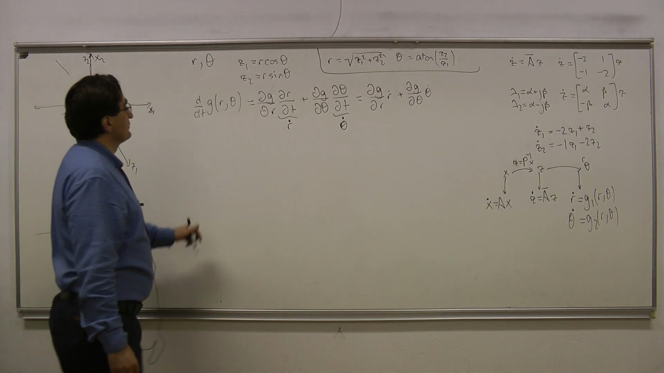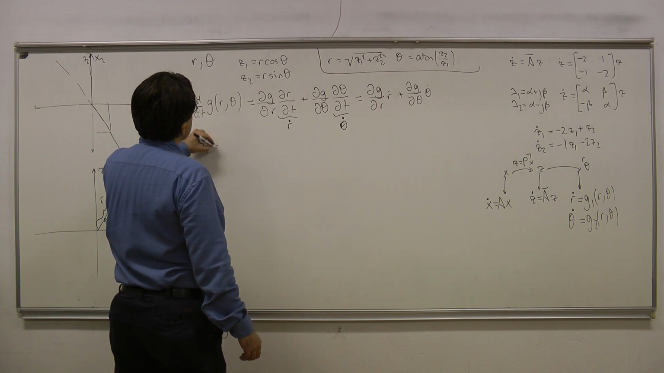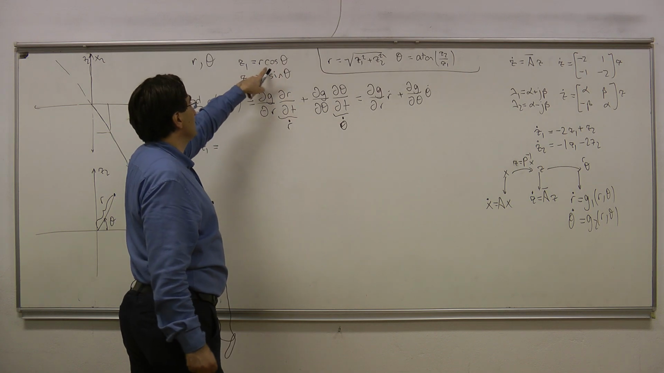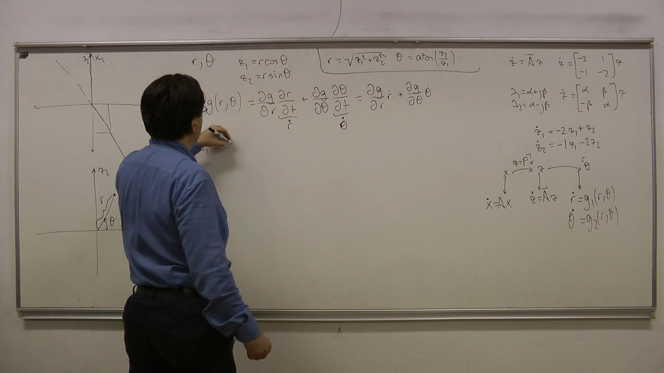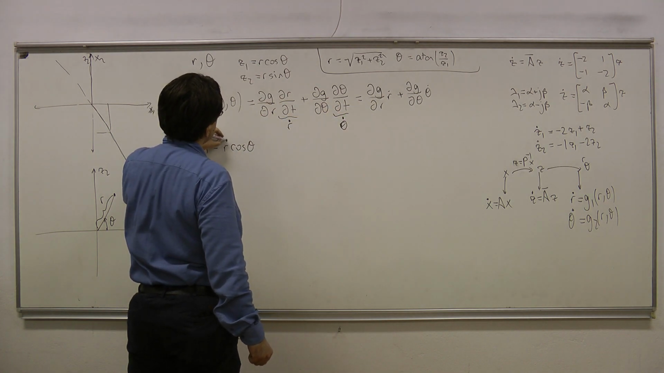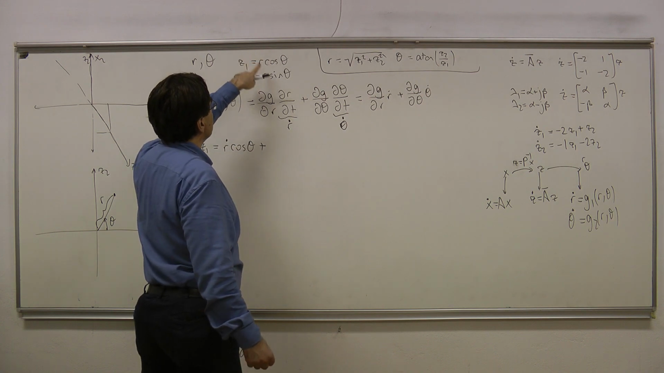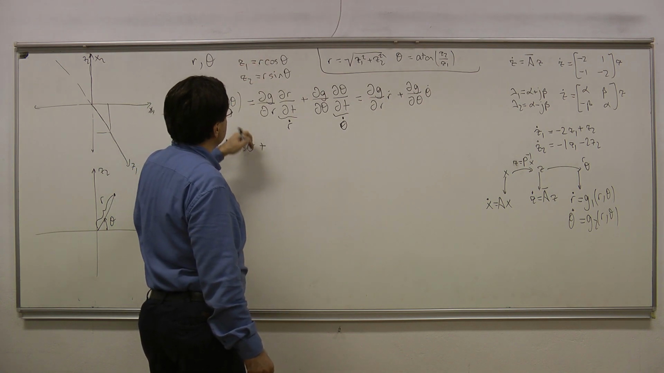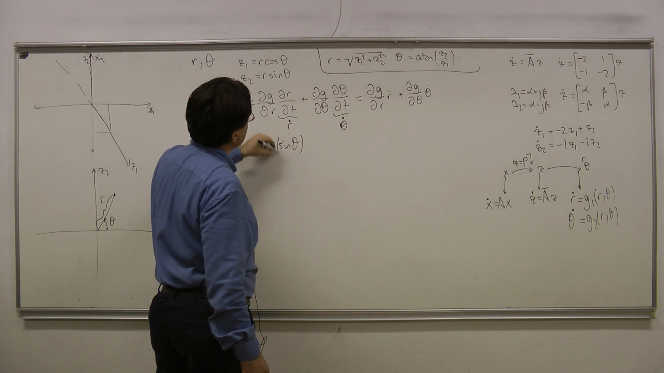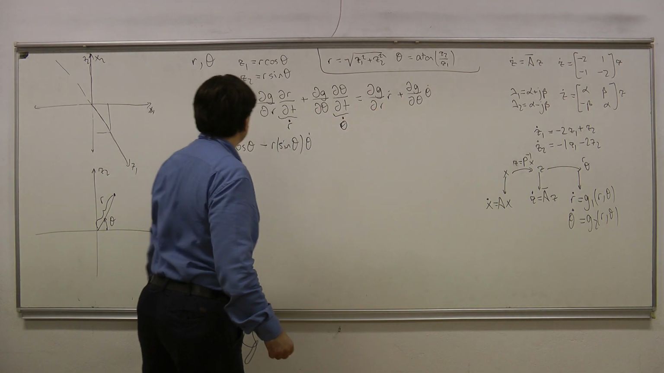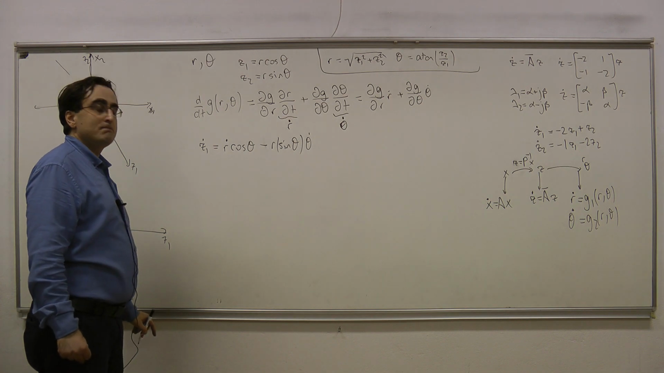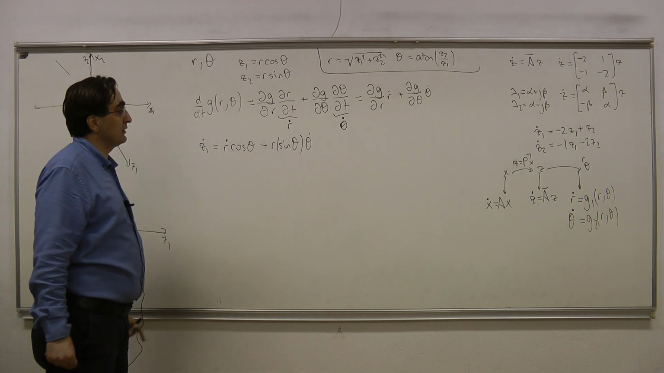So now let us calculate Z1 dot. Z1 dot is equal to, this is a function of r and theta, and I will first take the derivative with respect to r, cosine theta times r dot, plus derivative with respect to theta, and I would have minus r sine theta times theta dot. Okay? So this is what Z1 dot is. All right? In terms of r dot and theta dot.